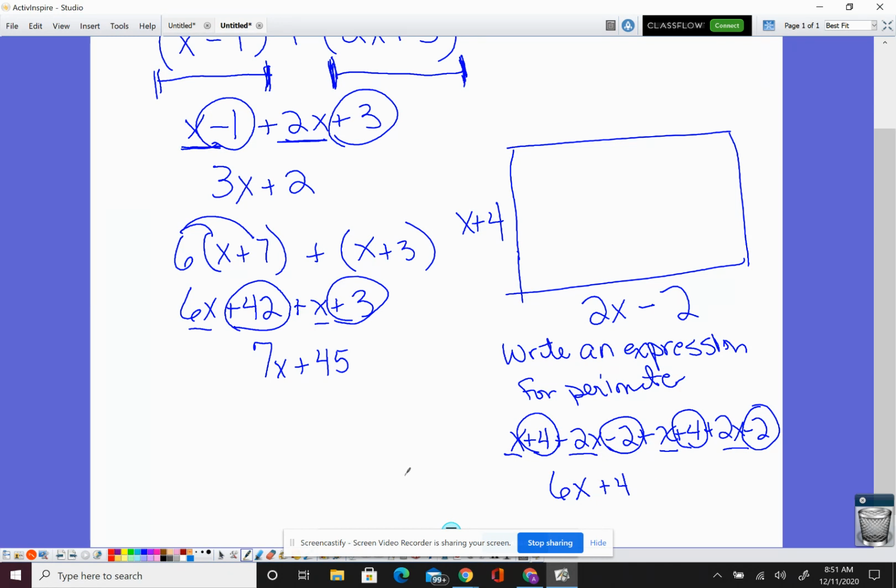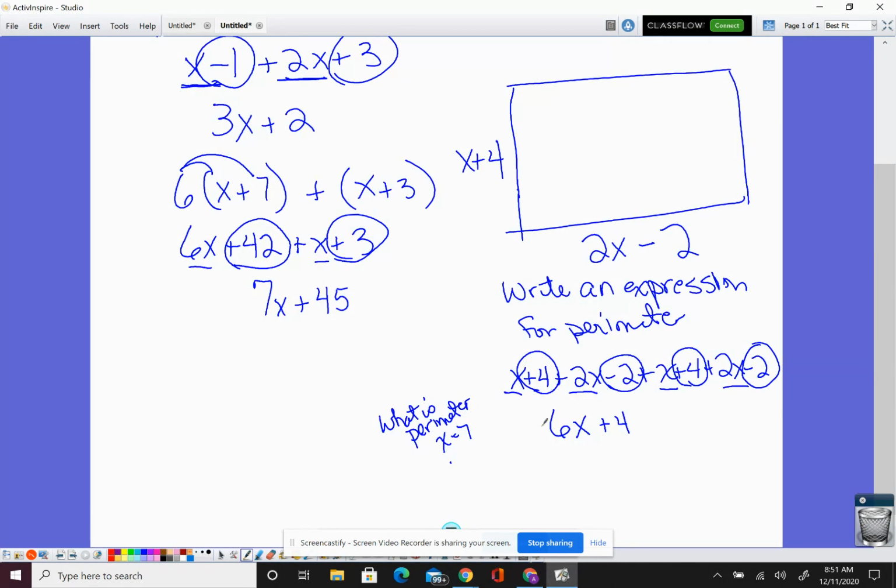Now, what is the perimeter when x equals 7? 46. And how did you get that? If x equals 7, you multiply 7 times 6, and that's 42. And then plus 4 is 46. Okay. So when they give us a value for the x, we plug it in and we simplify it down to get the value of whatever they're asking for. In this case, it's the perimeter when x is 7.